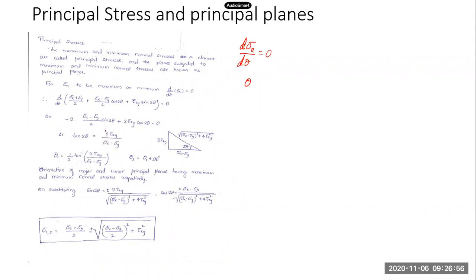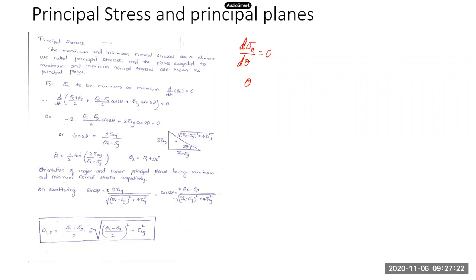This is clearly representing one triangle over here, with y and x. This is your opposite and this is your adjacent side. Tan is the ratio of opposite by adjacent, so I have shown that over here. By the Pythagoras theorem, the root of (2 times τxy) whole square plus (σx minus σy) the whole square will give the hypotenuse value.